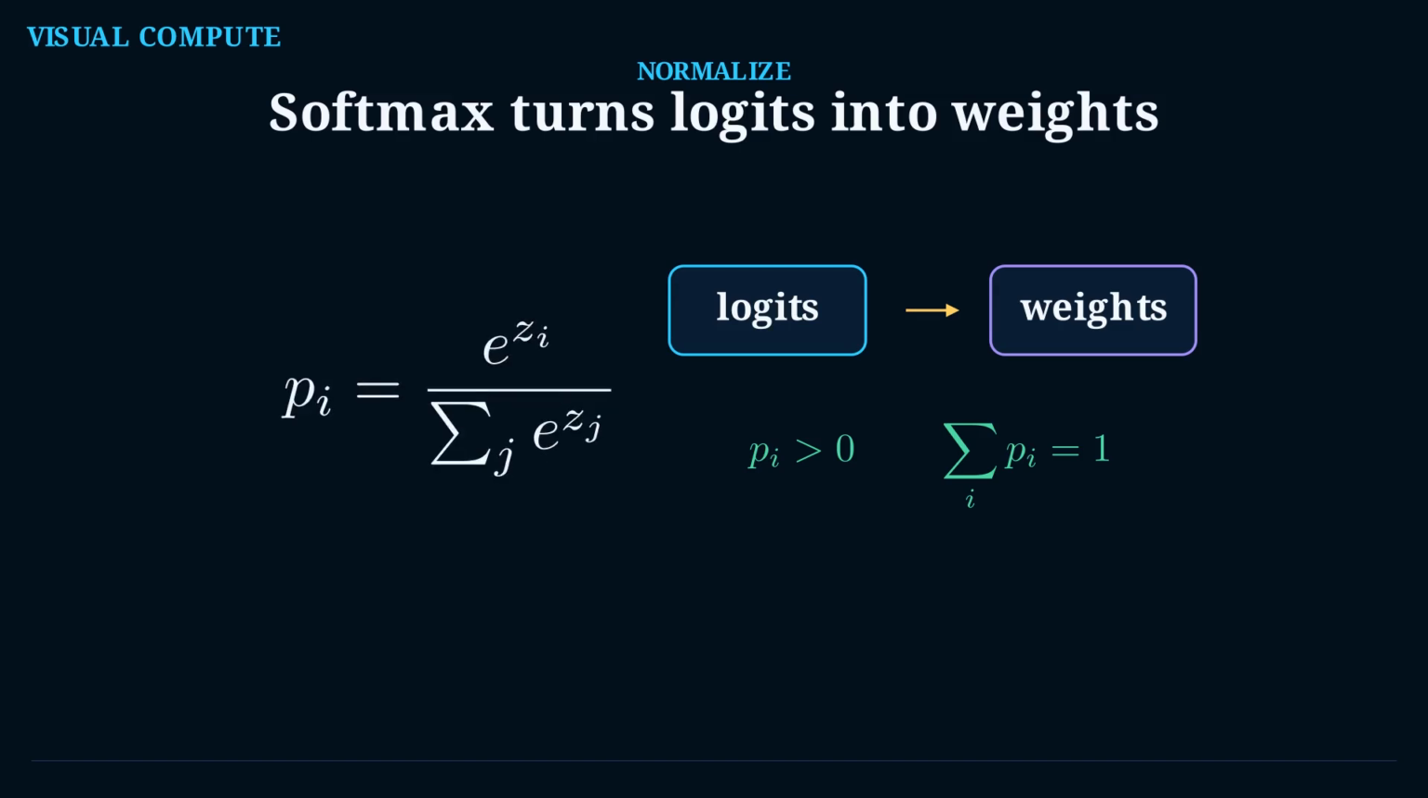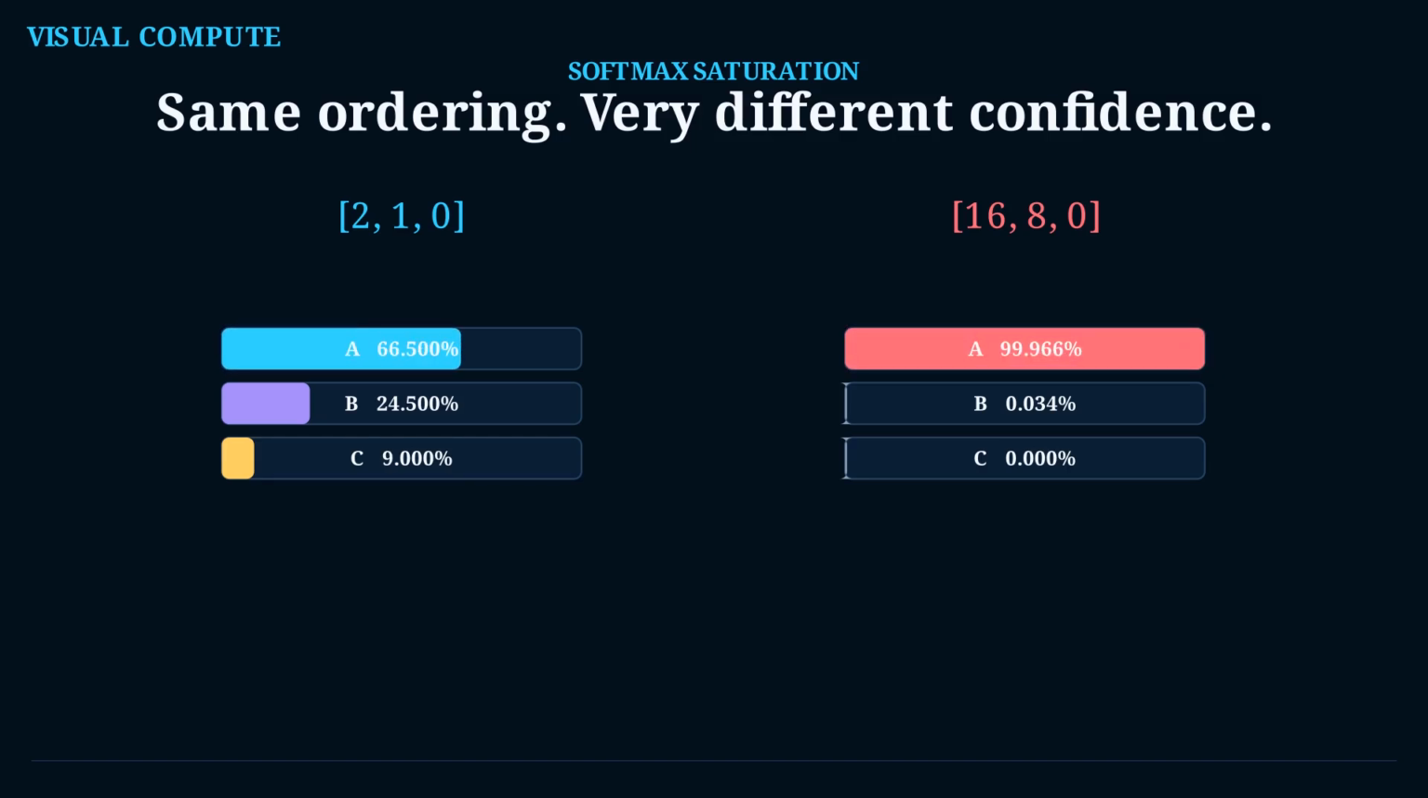Softmax exponentiates each score and divides by the sum, turning arbitrary real numbers into positive weights that add to 1. It also magnifies differences between large logits. A moderate set of logits keeps several choices alive. Multiply the same pattern by 8, and softmax becomes almost one-hot. The ordering did not change, only the scale changed, yet the probabilities became dramatically more extreme.